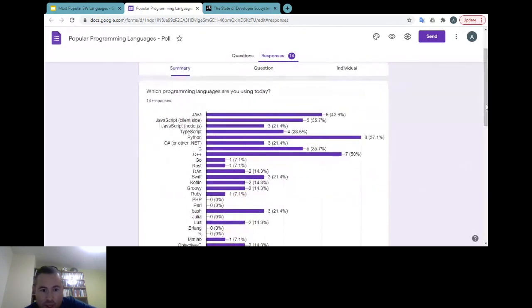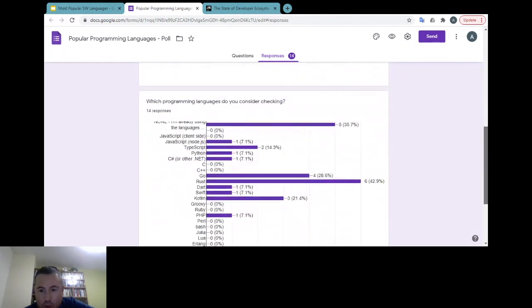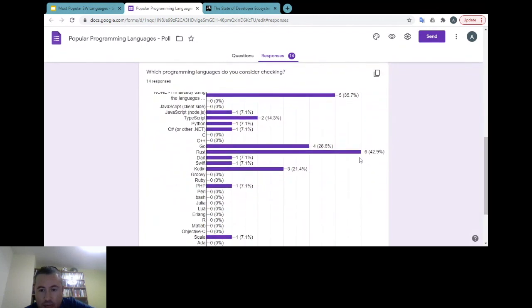So we have many people using Python and C++. We have 1 person in the sample using Go, 1 person using Rust. And when you go for what are you considering, I see that many people are considering Rust. There are a few considering Go also. And there are many who are not considering anything other than what they are using currently.